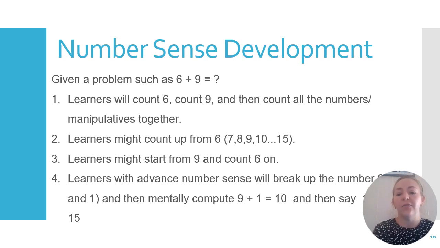Then if a learner has a bit more developed number sense, they would think that 9 is a bigger number, so it's easier to start from 9 and then count 6 onwards. And then learners with the most advanced number sense will break the numbers up and then mentally compute it. They would say, right, I have 9, let's make it a friendly number, 10. So I take one of the 6, add it to 9, it becomes 10, and then I have 5. So 10 plus 5 equals 15.